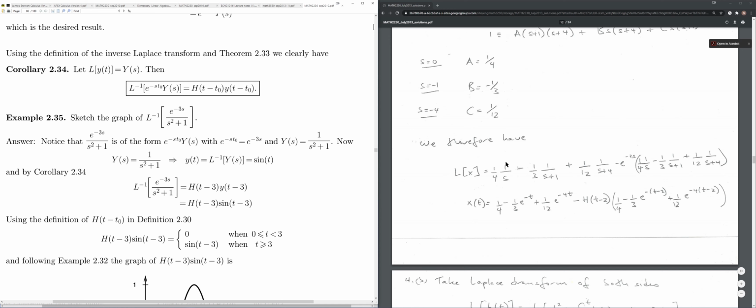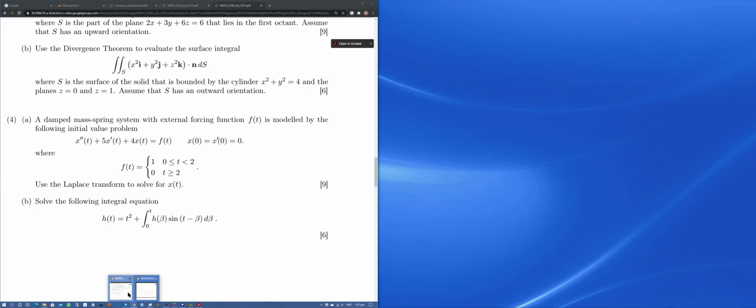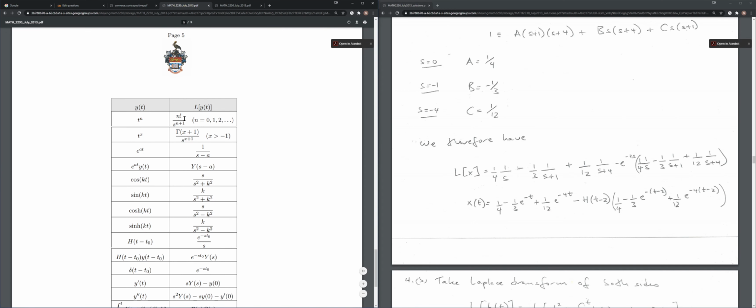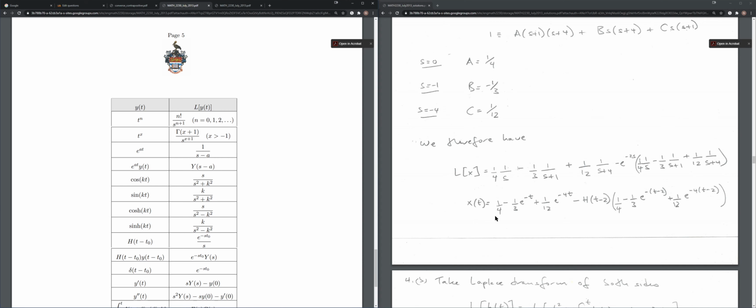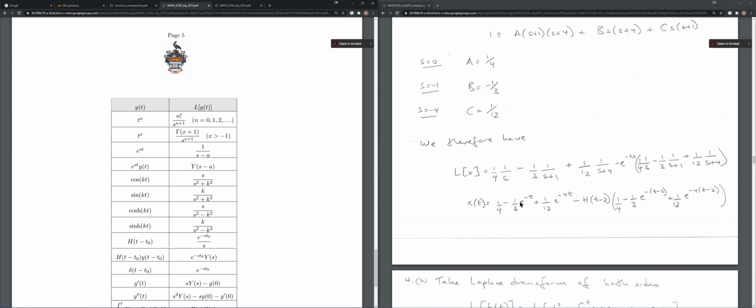Okay, so here I have 1 on s, and when I take the Laplace inverse of 1 on s, I will in fact get 1. So I'll get a quarter times 1. For the Laplace inverse of 1 on s plus 1, I will use this formula here, and using this formula gives me that the Laplace inverse of 1 on s plus 1 is e to the minus t. So I have 1/3 e to the minus t.